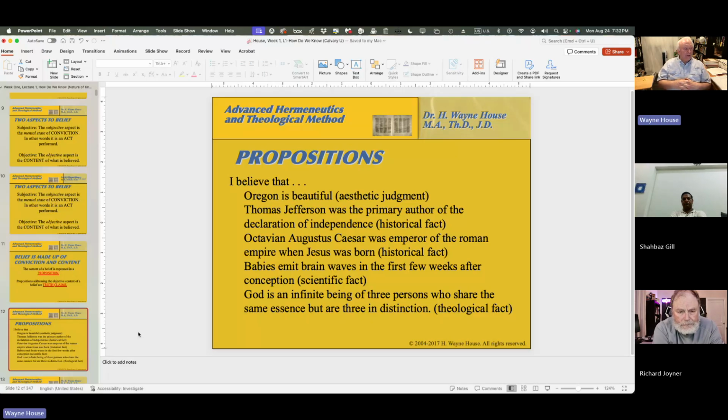Octavian Augustus Caesar was emperor of the Roman Empire when Jesus was born. Almost for certain true based on the information we have, but there could be a flaw. It's more reasonable to argue that he did based on all the information we have. But do we have all the information? That's the point I'm dealing with. We have to be careful about dogmatism.